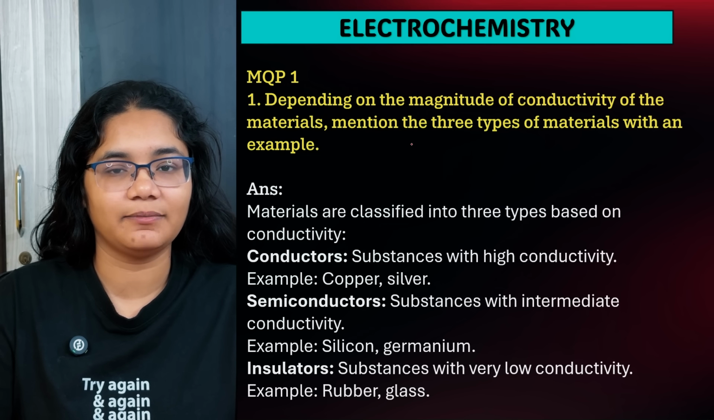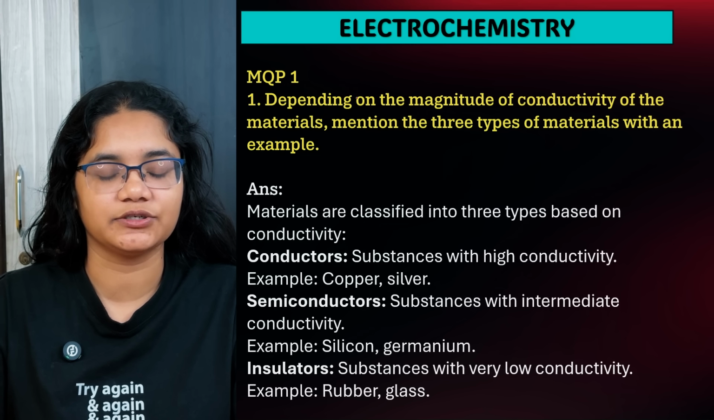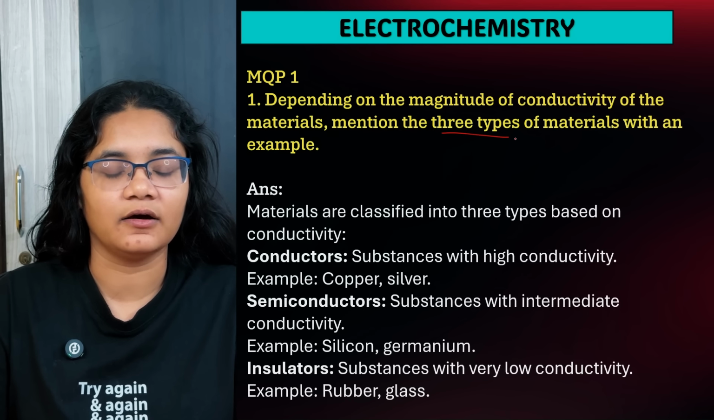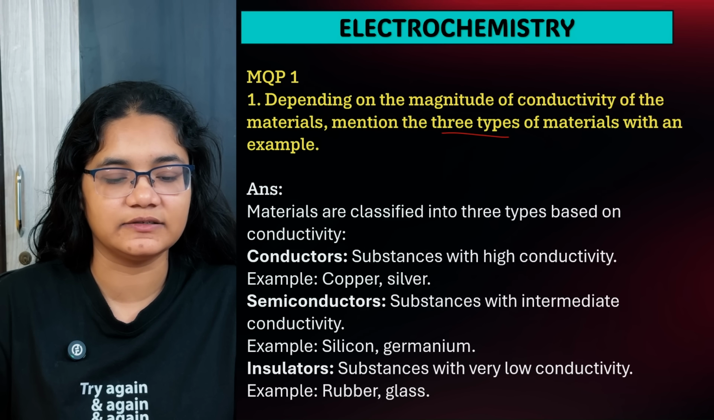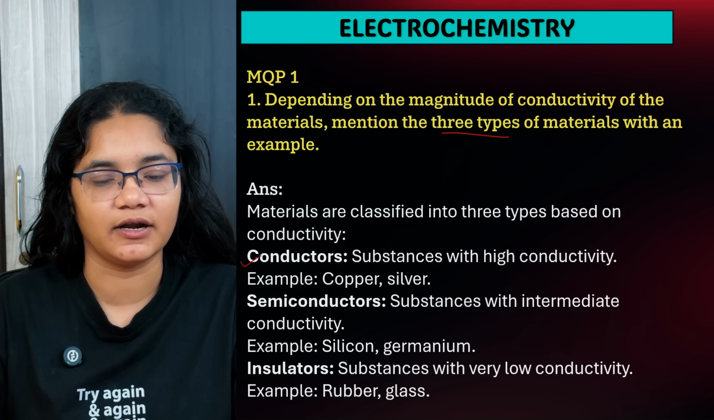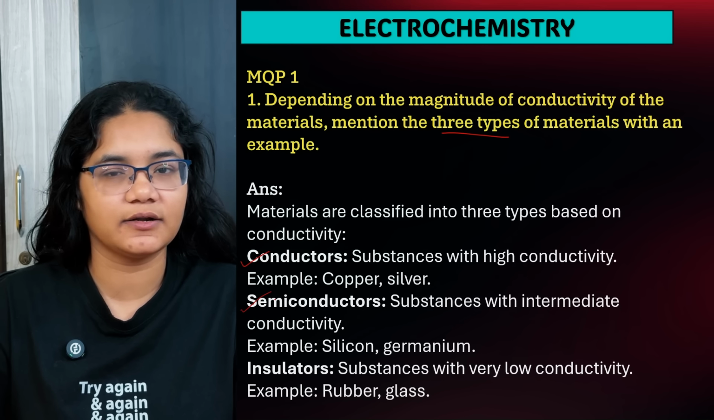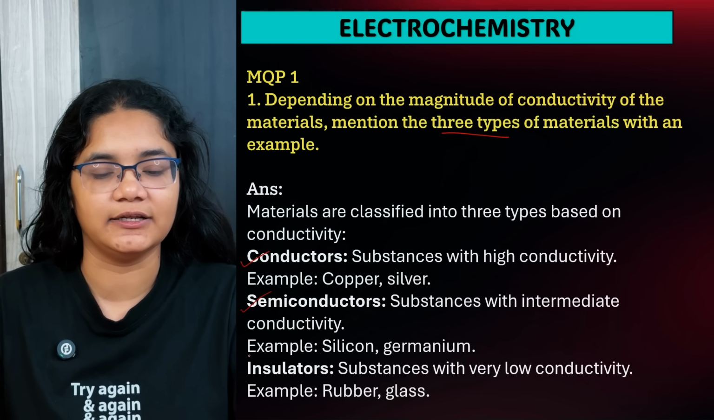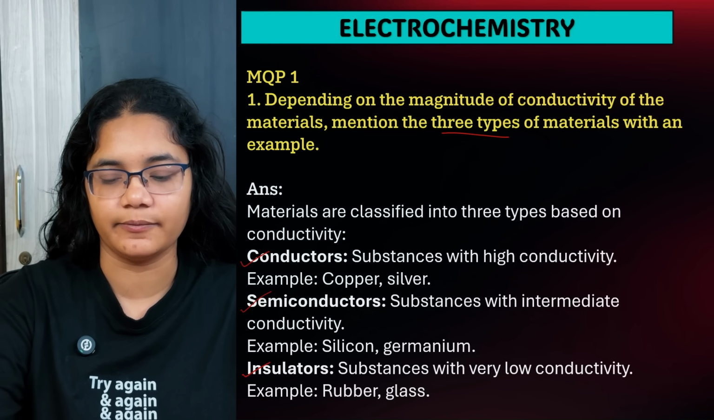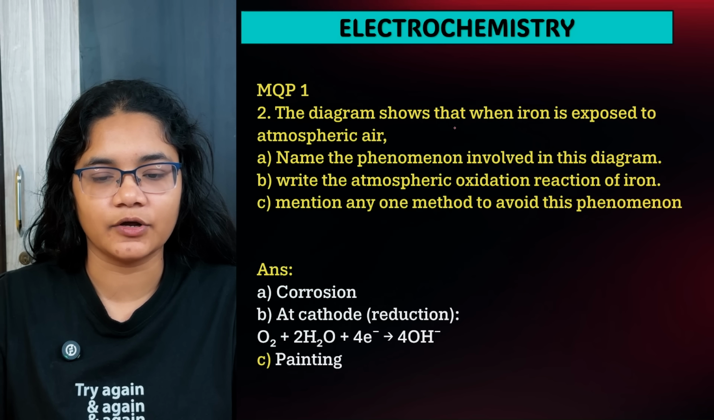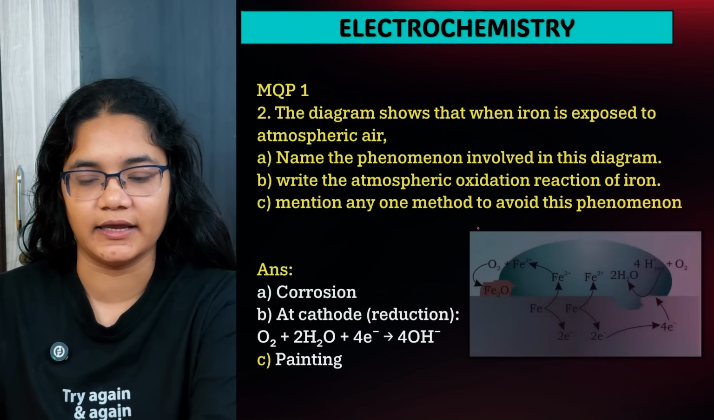Now moving to the next chapter, that is electrochemistry. The first question, model question paper, is the discussion of 3 types of materials based on conductivity. So we have conductors, which are very good, semiconductors, which conduct in between conductors and insulators, and then we have insulators here.